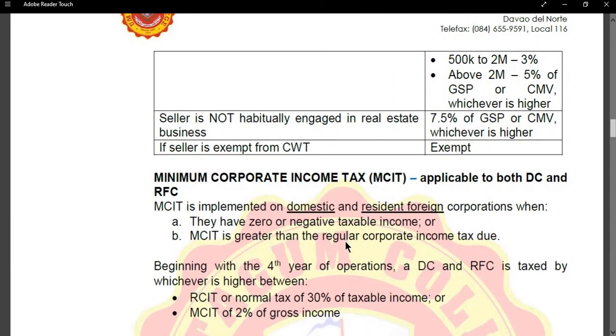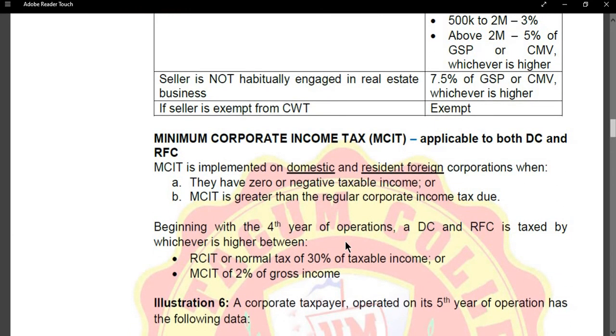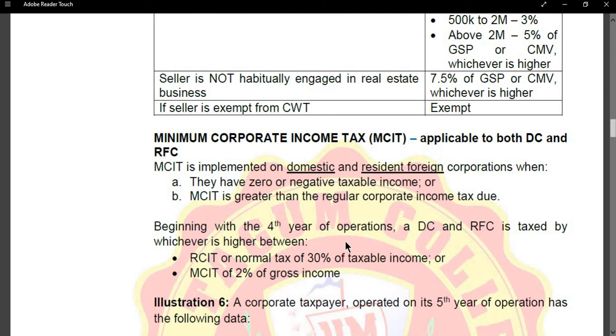Now, if you can remember, kanina we discussed the applicable tax. There is the second one, which is the minimum corporate income tax or the MCIT. Applicable only to both domestic corporation and the resident foreign corporation. So, walay labot si non-resident foreign corporation.